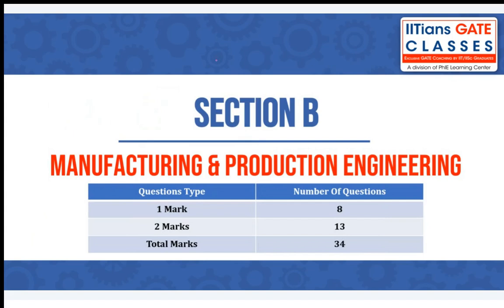Now, let us come to section B, manufacturing and production engineering. How many questions came and what are the marks? I would just like to highlight. Have a look at this, guys. 1 mark questions: 8 came in the 2024 PI paper, so 8 marks. 2 marks questions: 13 came, so 13 into 2 is 26. 26 plus 8 is 34 marks. In total, manufacturing got 34 marks in the PI paper.